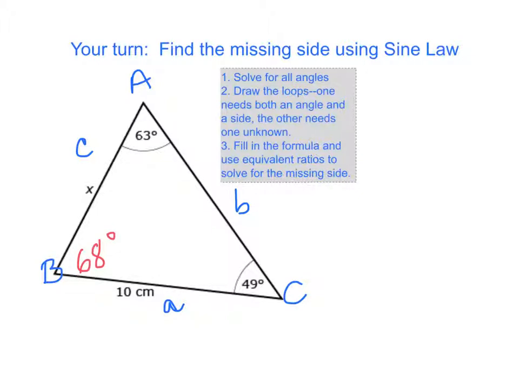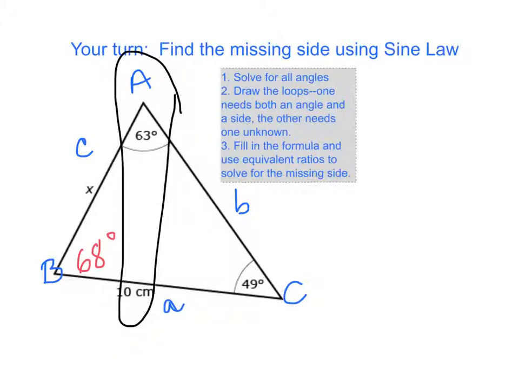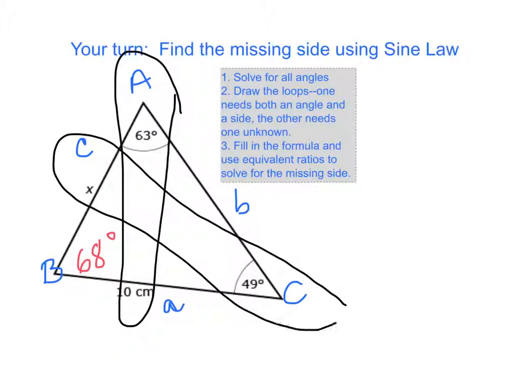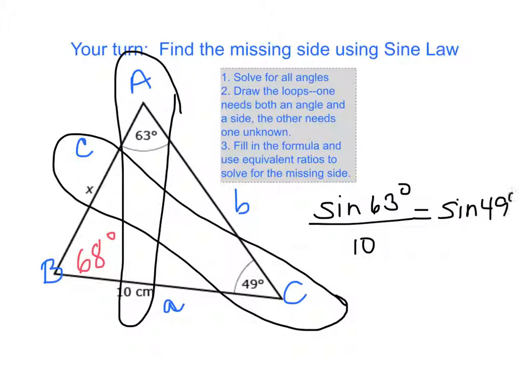What we need to do is draw our two loops. One that has everything in it. Well, A looks pretty good. It has a side and it has an angle, and C has the unknown and the value that we need. So now it's time to use each loop to set up a formula. So we'll use the sine of 63 degrees over 10. Remember, every loop is a formula, is equal to the sine of 49 degrees over the unknown.